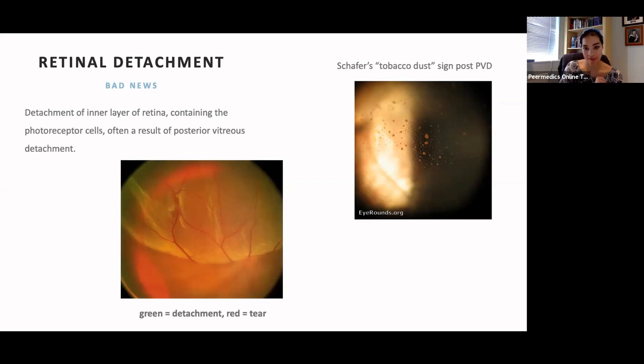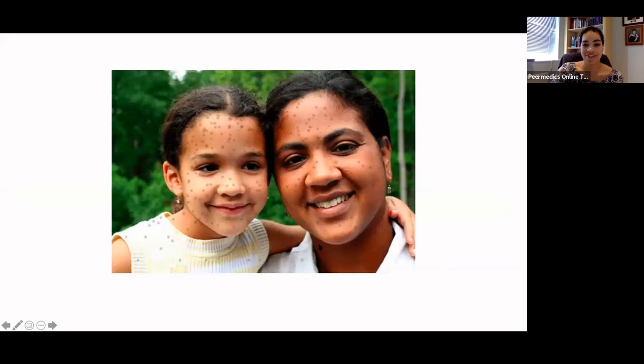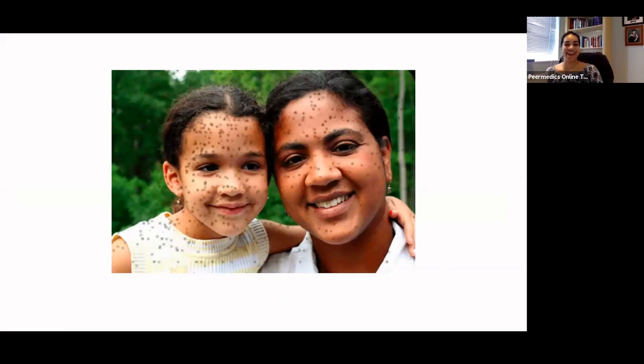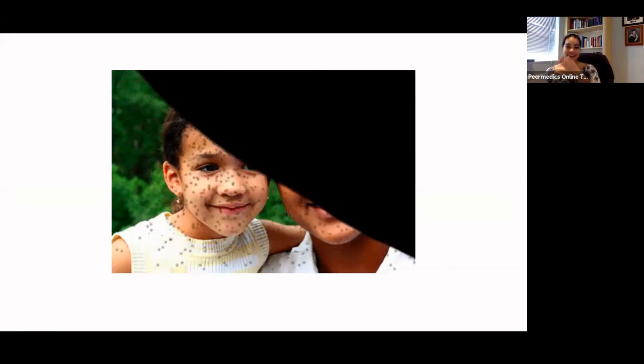Okay, any questions about that? So again, here's that line, the demarcation between them, and that's where the retina is detached. And they've got this curtain view with some flashes and some floaters. Well, these are just floaters. Okay, sorry, I like a GIF. Okay, and that's just coming down across their vision like a black curtain.